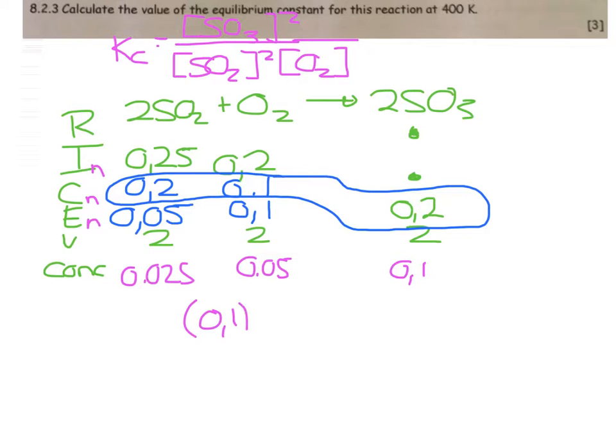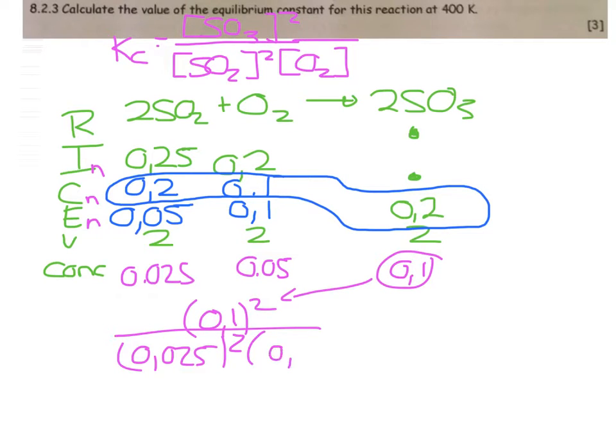Substitute those values into the equation that I have already written, and I have got 0,1 squared divided by 0,025 squared and 0,05, and I get 320. That is calculate the value of the equilibrium constant, so I've done that. Just need to label it, and I can say that that is 8.2.3.